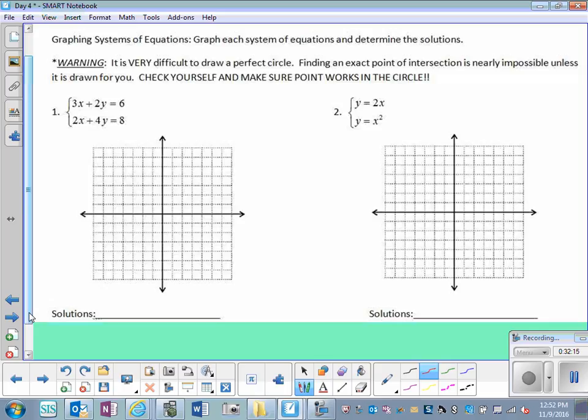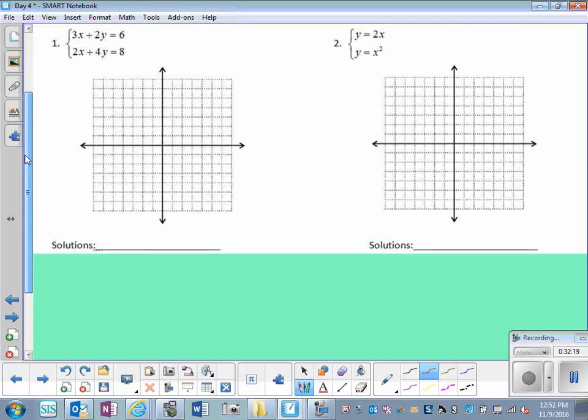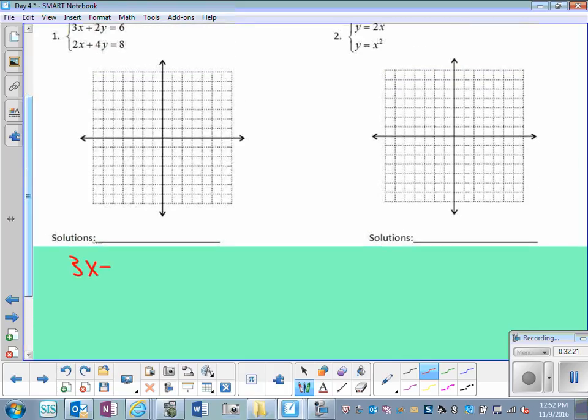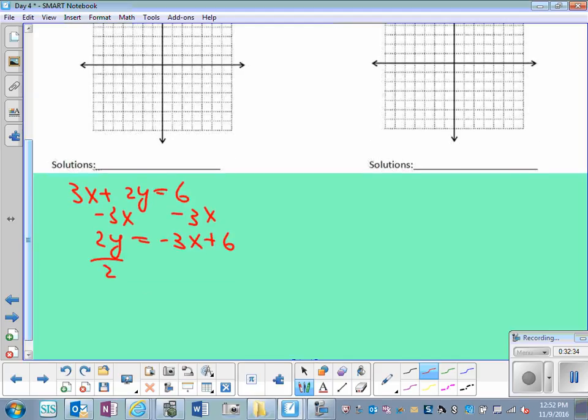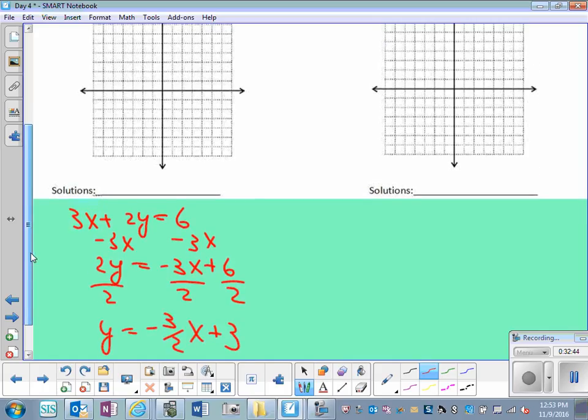So I'll take the first one here, 3x plus 2y equals 6. I subtract 3x from both sides, which gives me 2y equals negative 3x plus 6. And then I divide both sides by 2, everything. So I have y equals negative 3 over 2 x plus 3. So I can plot the first graph.